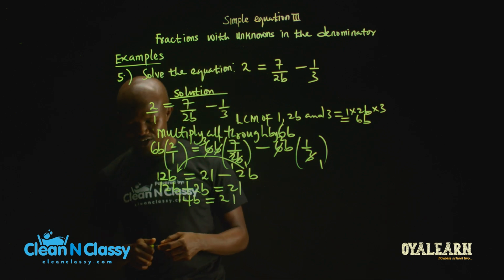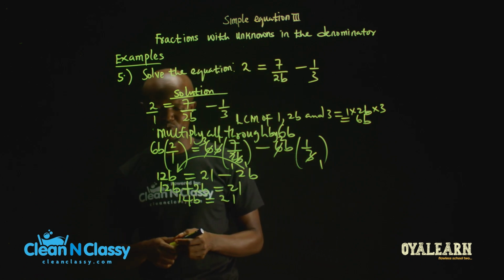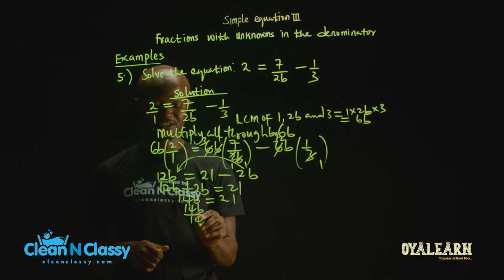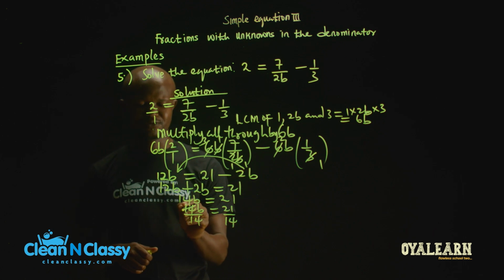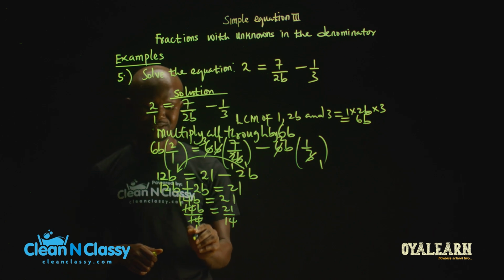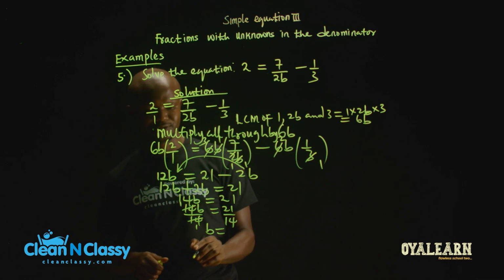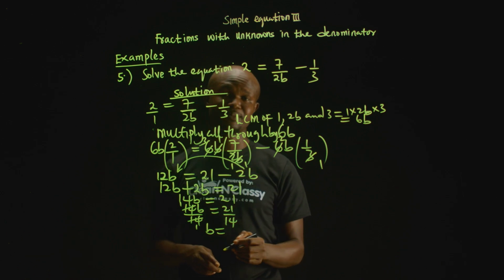For us to get the value of b, we divide both sides by the coefficient of b, which is 14. 14b divided by 14 will be equal to 21 divided by 14. 14 here 1, 14 here 1. b equals what? b is equal to 21 divided by 14.